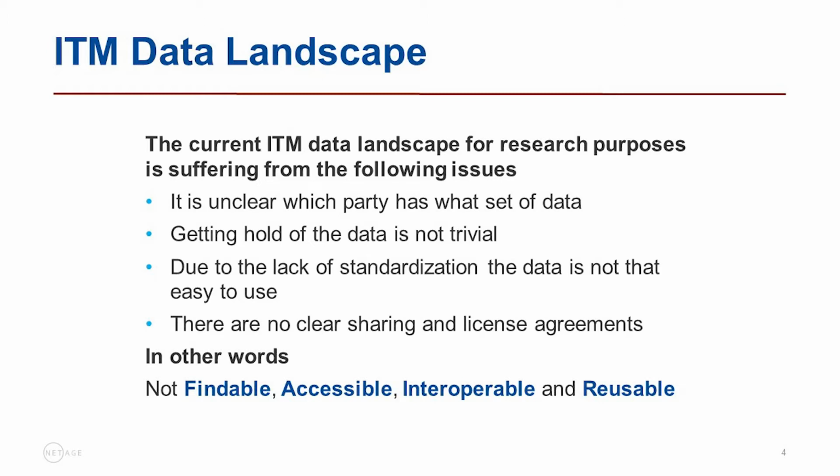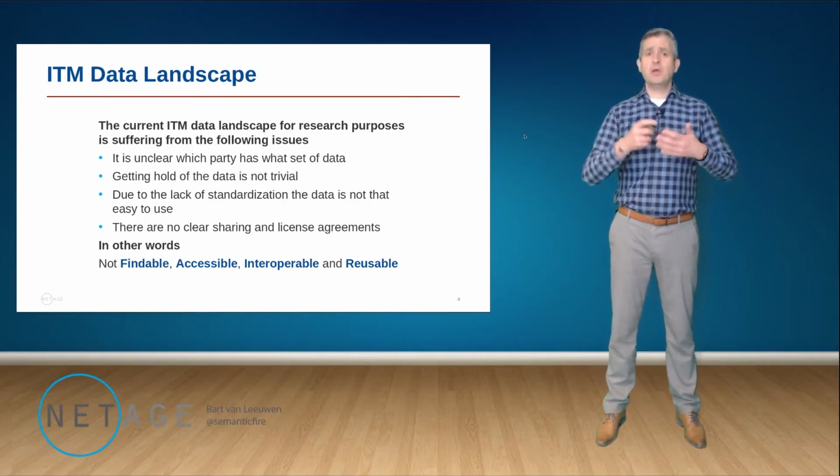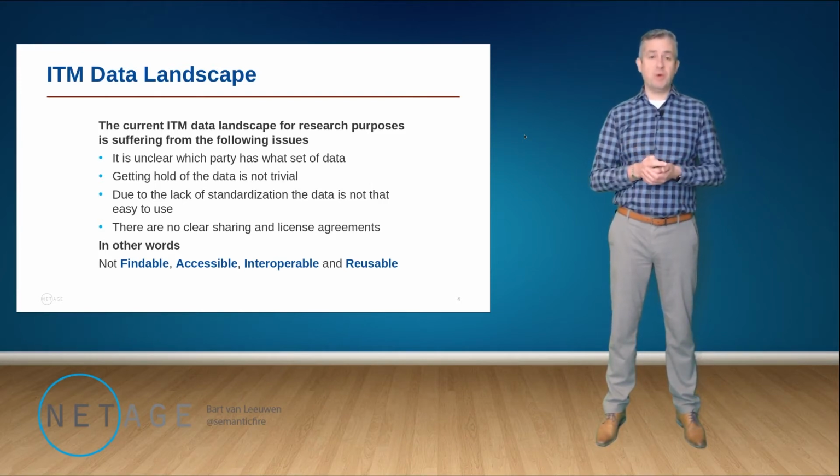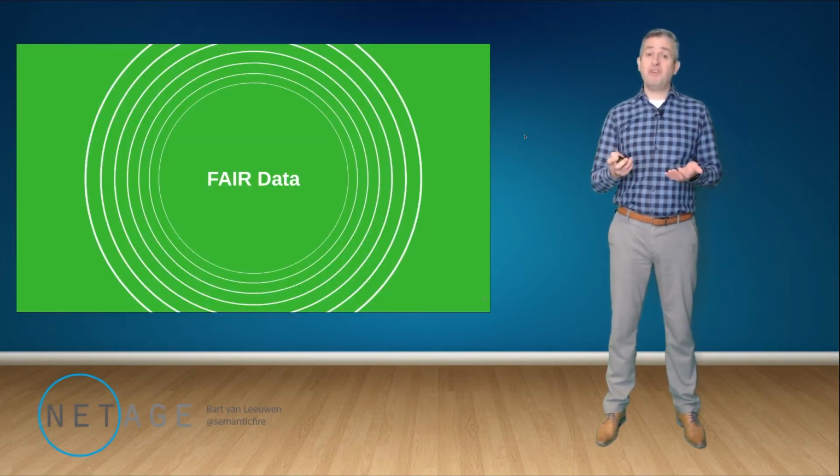And last but certainly not least, sometimes it was not even clear: well, we give you the data but we're not sure what you're allowed to do with it, or we have the data but we're not going to give it to you because we're not sure if you're allowed to do with our data what you want to do, etc. So in other words, the data in the ITM landscape is not findable, not accessible, not interoperable, and certainly not reusable. So we need to come up with a framework around that to solve this problem in the long run, and that's where FAIR data comes in.